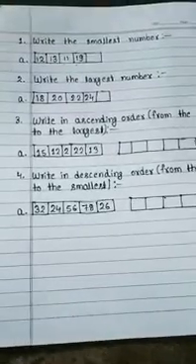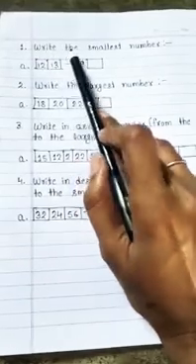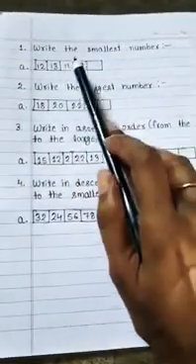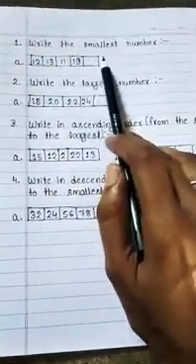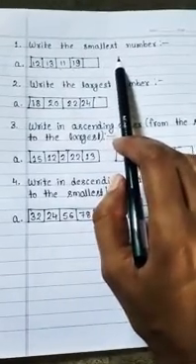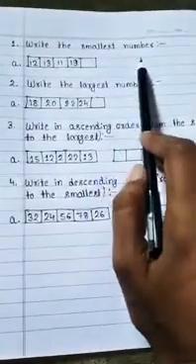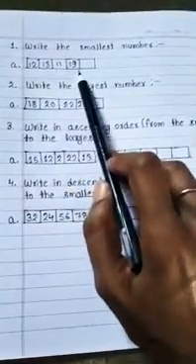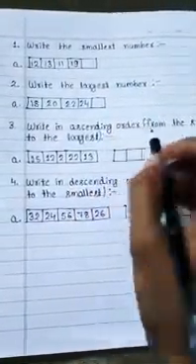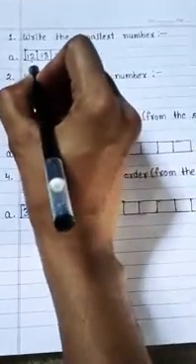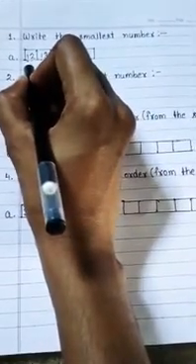This is maths class for class 2 and your question is question number 1. Write the smallest number. If there were given numbers between 1 to 10, then it is easy for you to consider and identify which is the smallest number. But given here are 2 digit numbers, okay?